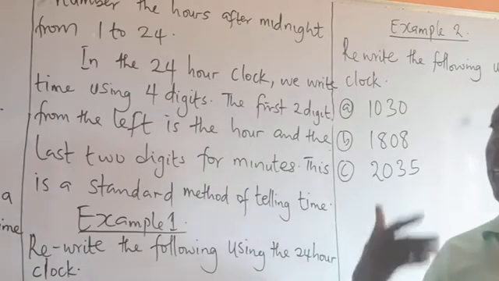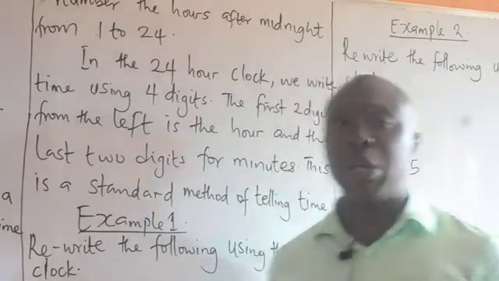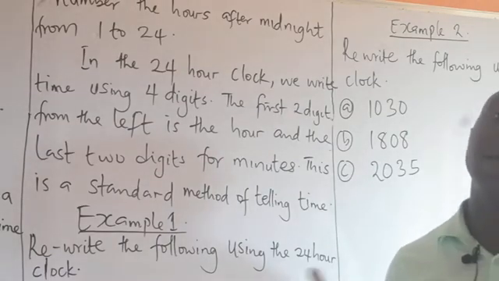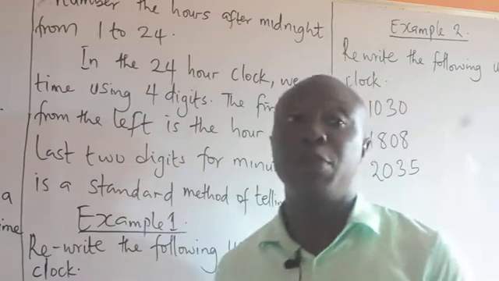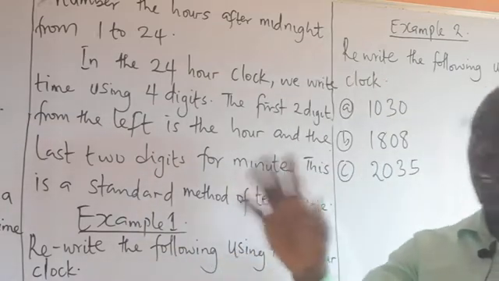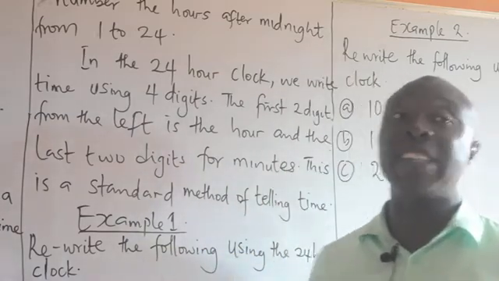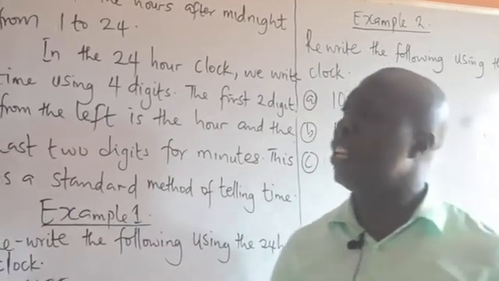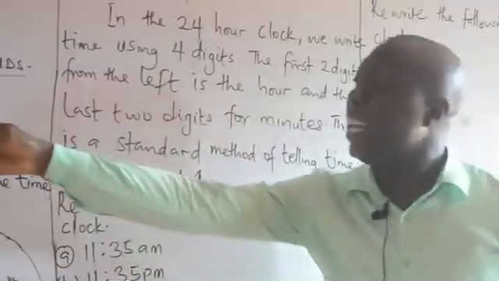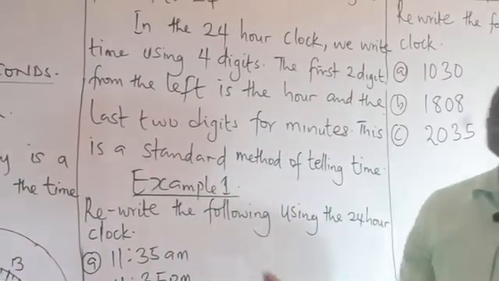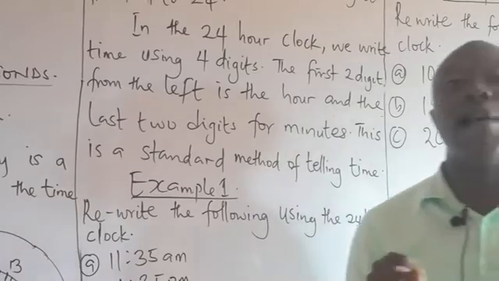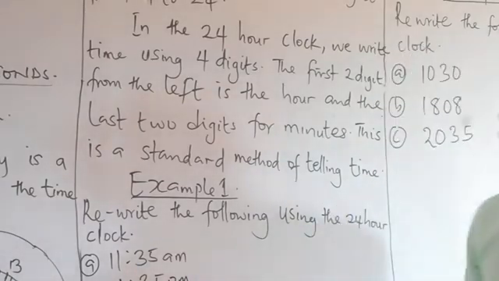That is, we have the normal 12-hour clock and the 24-hour clock. At times, even when some of us watch television programs, the time you see on the screen is represented using the 24-hour clock. So this morning we'll be dealing with the conversion of time from 12-hour clock to 24-hour clock, and from 24-hour clock to 12-hour clock. Let's look at the example we have on the board.